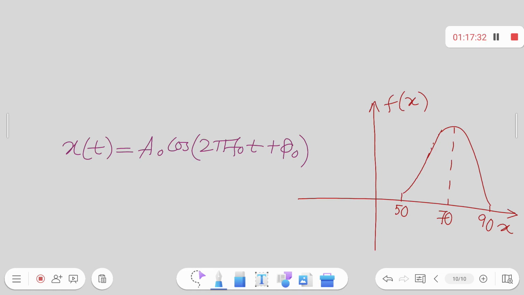That is also a signal. Remember, a signal is not always a function of time. The mark that you get is also a signal, right? But this is not deterministic.